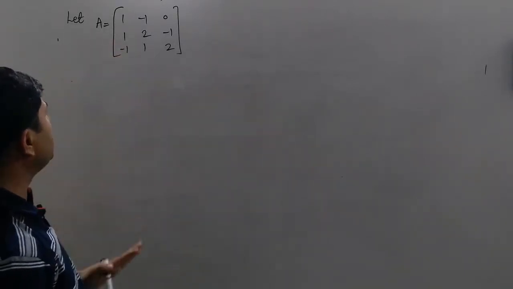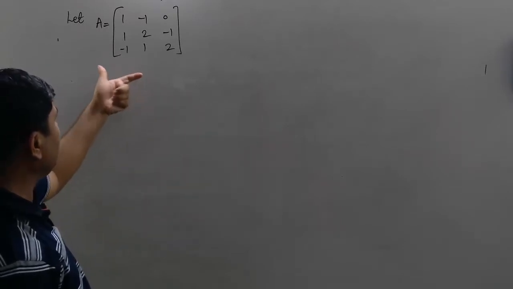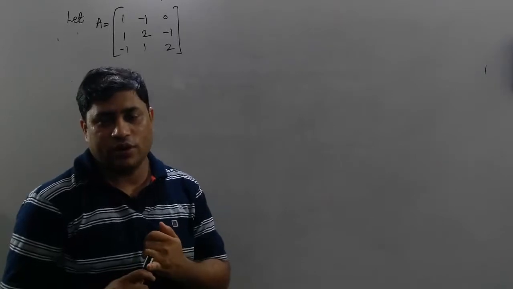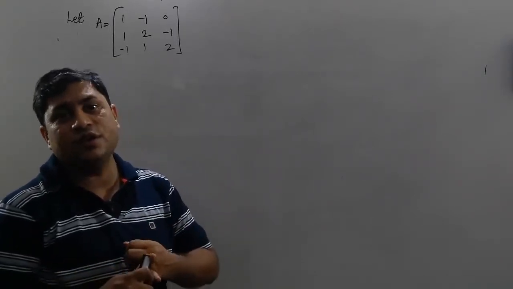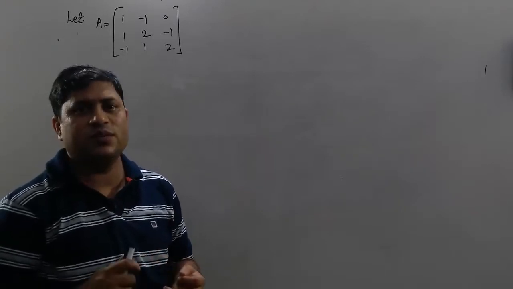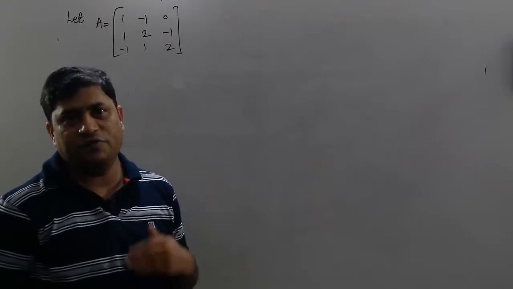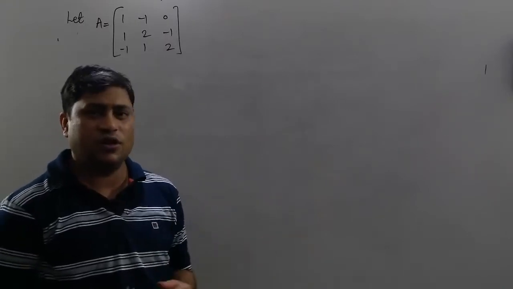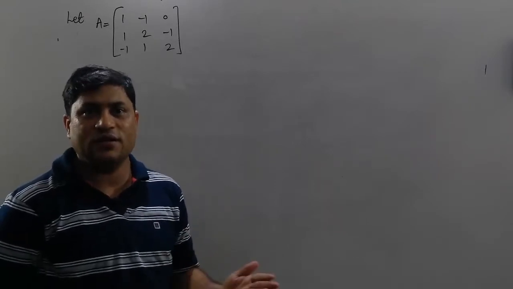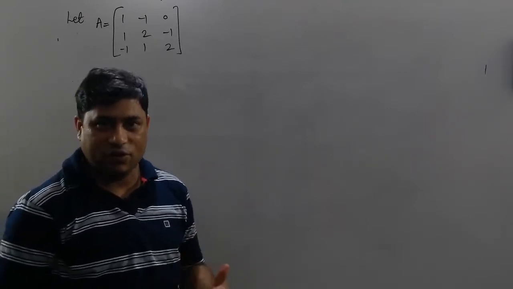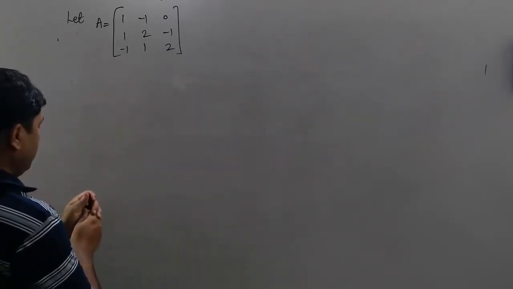Suppose this is a matrix, and I want to calculate its inverse. For that, I need to calculate the determinant of this matrix, and then I need to calculate the adjoint of this matrix. From the determinant we can identify whether the inverse exists or not. If the inverse does not exist, we will not be able to calculate it. But if the determinant is not equal to 0, then definitely we will be able to calculate the inverse and we can use the formula. So let us see the determinant of this matrix A.